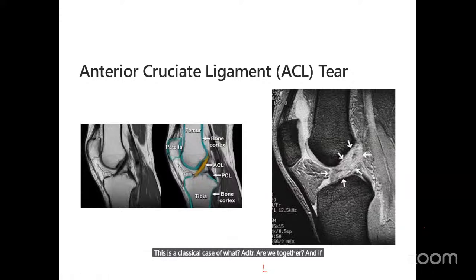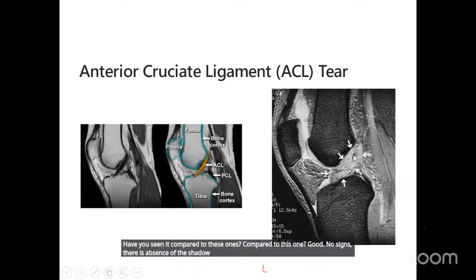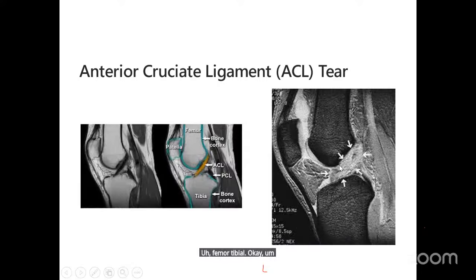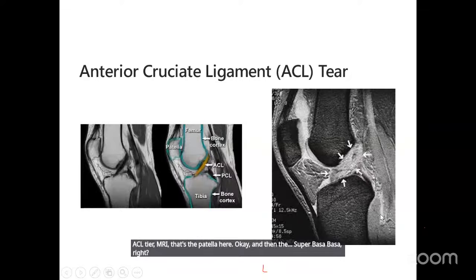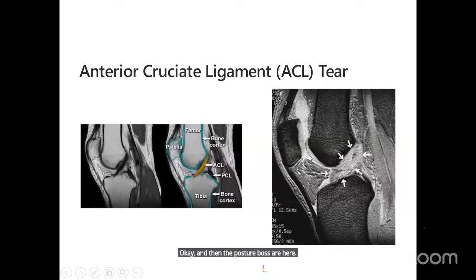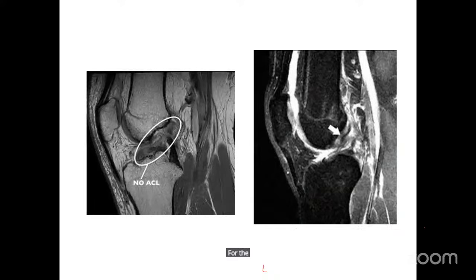And have you noticed that the joint space here has also increased? Have you seen it compared to this one? Yes, sir. Good. There is absence of the shadow, except that we've seen the origin and the complete presence of only the fat part within the femorotibial space. ACL tear. On this MRI, that's the patella here, and then the superior bursa, right? And then the posterior bursa here. But these are all the fluid densities for the knee joint.